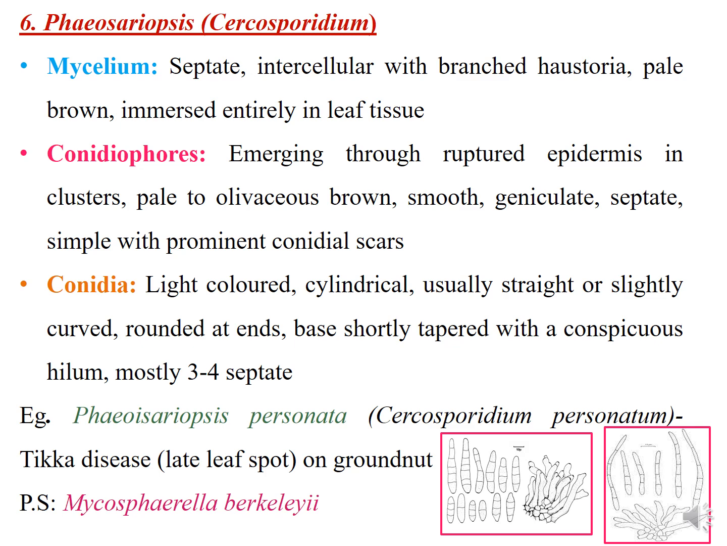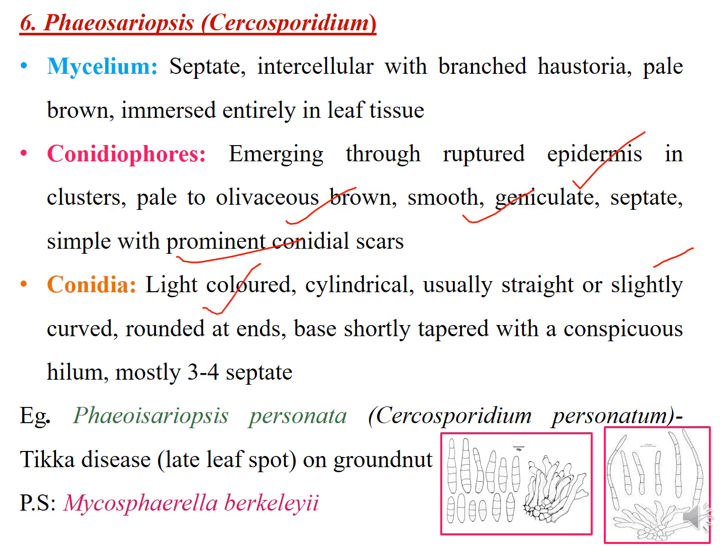And conidiophores emerge through the ruptured epidermis in clusters, and are pale to olivaceous brown in color. Conidiophores are smooth and geniculate, septate, simple, with prominent conidial scars. And the conidia are light colored.